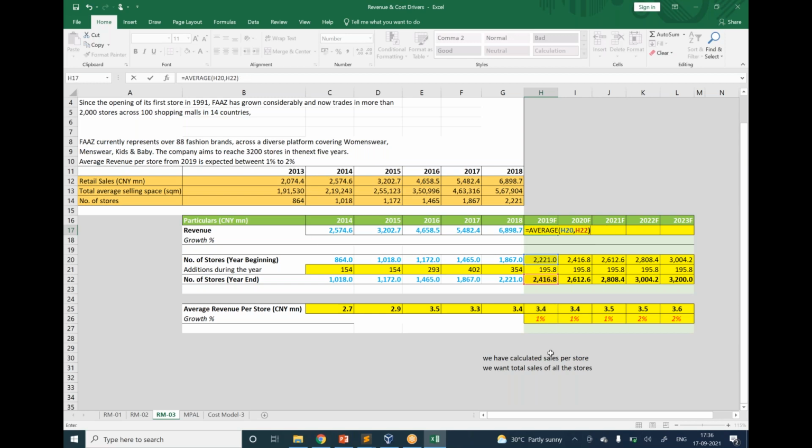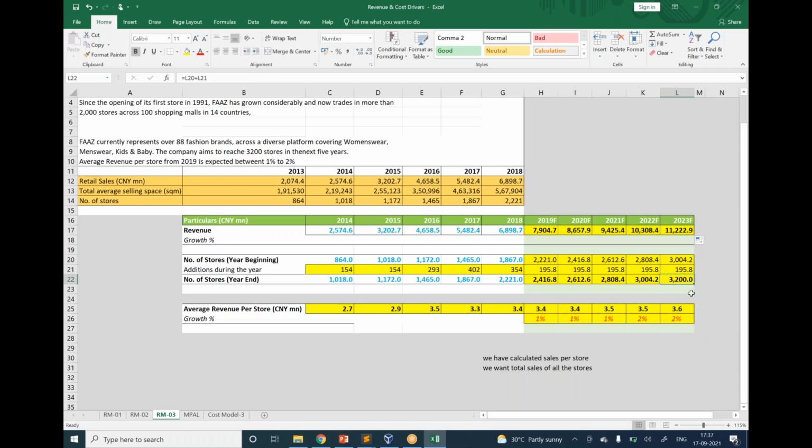Okay, before that I'll just click on enter. So around 2,318 stores were functional in the entire year of 2019, and we are expecting every store will make around 3.4 million. So if one store makes 3.4 million, then how many will 2,318 stores make? Multiply by 3.4. That's your answer. 7,904 million is the sales of all the stores put together.